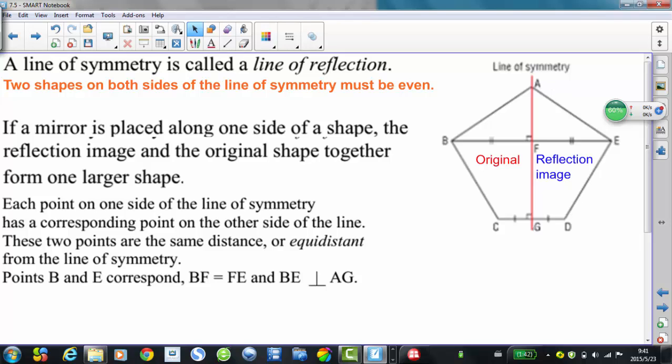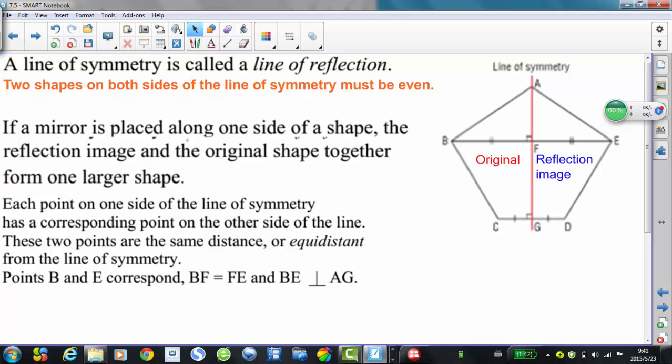They are symmetrical. So the middle line is called the line of symmetry. And you can find that the two shapes on both sides of the line of symmetry must be equal. The line of symmetry looks like a mirror. Mirror the original shape to its reflection image. So if I take this one as the original shape, the other side, reflected by the line of symmetry, is called the reflection image. This line of symmetry looks like a mirror.